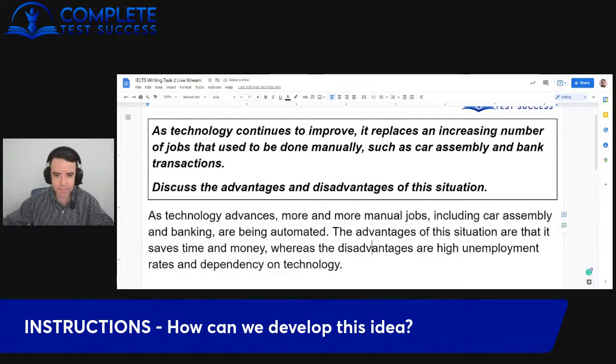Okay, so from there, whereas the disadvantages are high unemployment rates. Okay, good. So again, that's the next task. How can we develop this idea? Why are there higher unemployment rates?